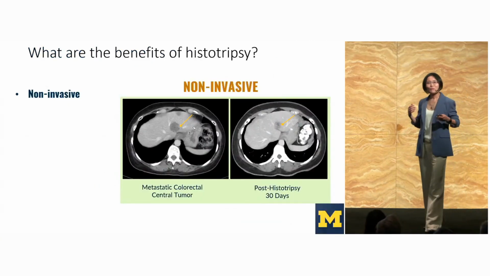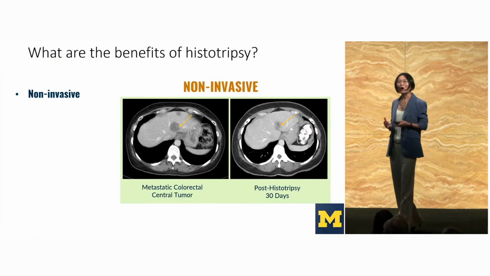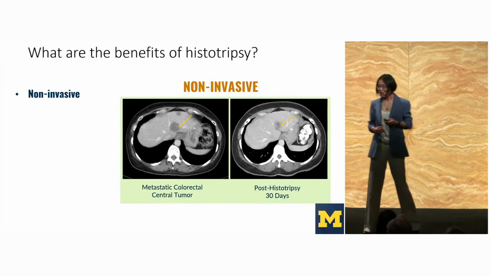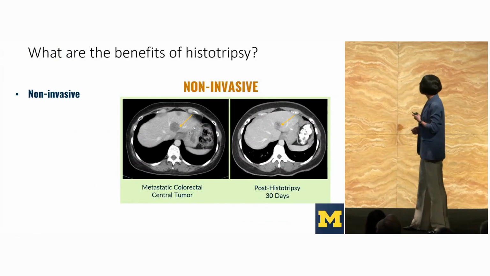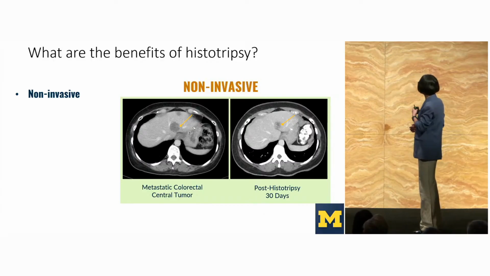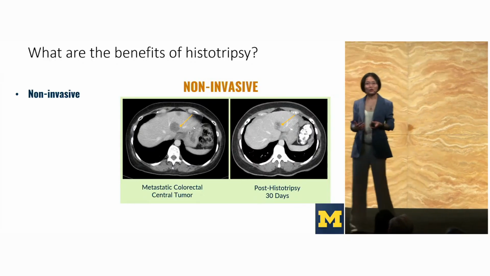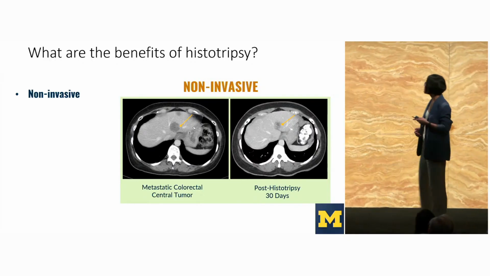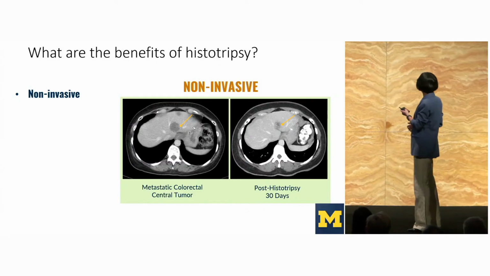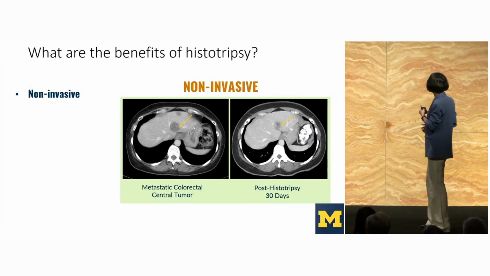So what are the clinical benefits of histotripsy? Why do we need it? First, it's non-invasive. As I mentioned, the ultrasound is delivered from outside the body. What you are seeing here is an actual patient case. There's a tumor deep in the liver. If this patient were treated with conventional surgery, you would see a lot of injury to the liver here. But this patient was treated with histotripsy.